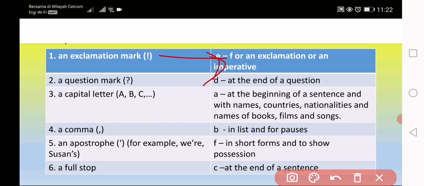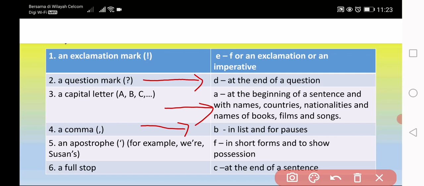Exclamation mark. Okay, question mark, the same thing as bahasa Melayu, question mark is used at the end of a question. Pertanyaan soalan lah. Okay. Capital letter at the beginning of a sentence and with names, countries, nationalities, and names of books, films, and songs. So it means that capital letter at the beginning of a sentence and it is used for proper nouns, kata nama khas. Comma, in list, and for pauses. Kita membuat senarai ataupun untuk berhenti seketika kan.